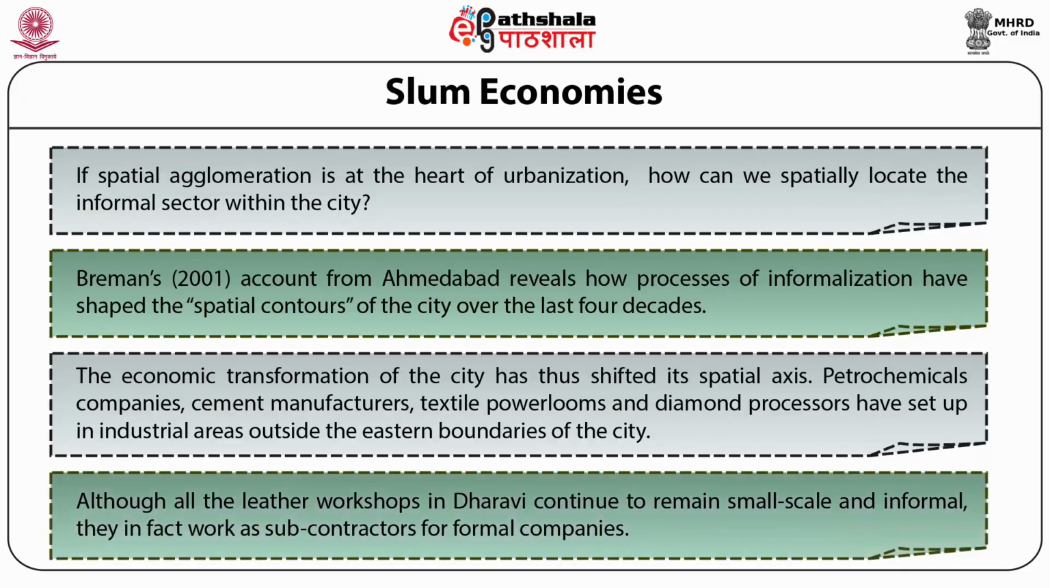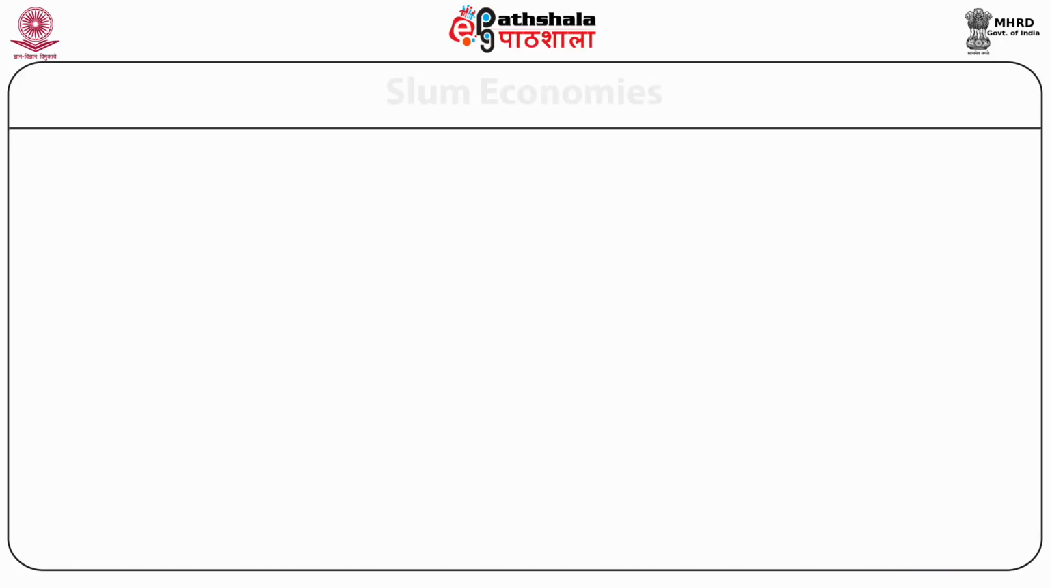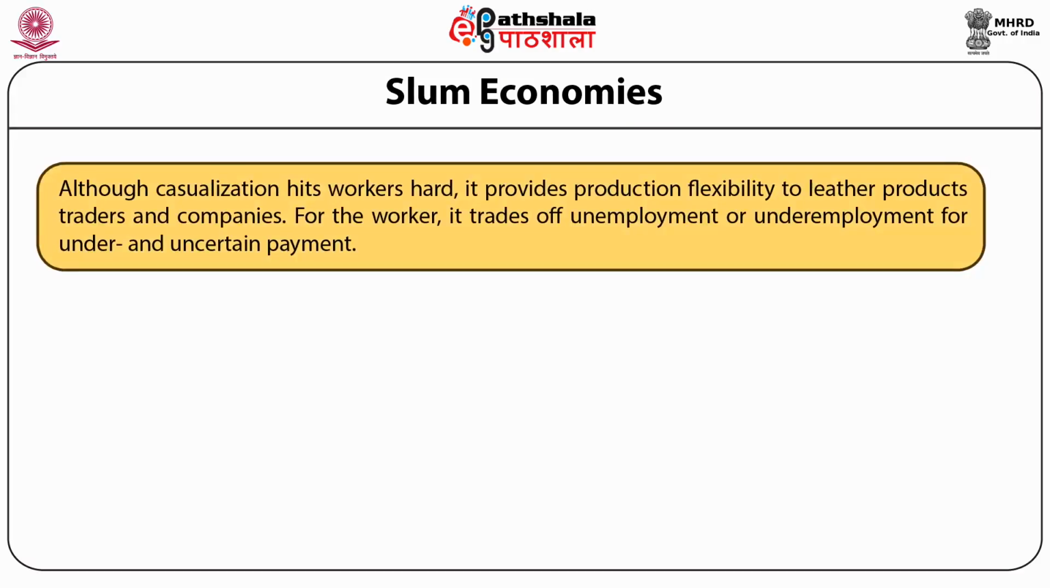Although leather workshops in Dharavi continue to remain small scale and informal, they in fact work as subcontractors for formal companies. Thus, Dharavi's workshops pass on the cost savings they generate from avoiding labor protections onto these organized sector outlets. Interestingly, even these contracts remain informal and verbal, without legal backing. This also reduces the bargaining power of leather artisans because if prices fall, other workers may be willing to work at lower prices. Although casualization hits workers hard, it provides production flexibility to leather traders and companies.